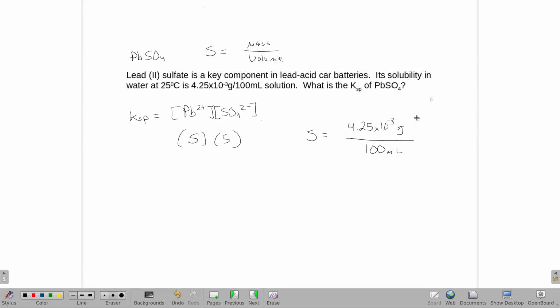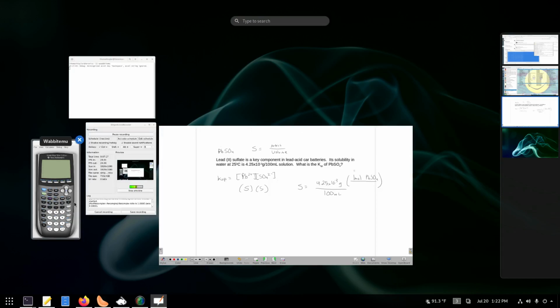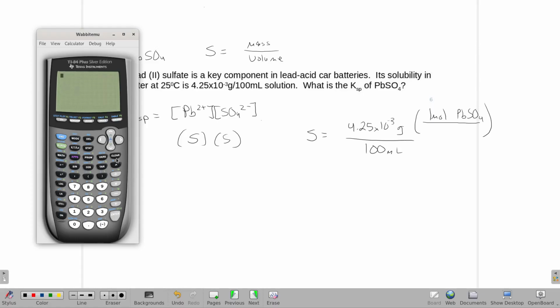So I'm going to start with that 4.25 times 10 to the negative third grams per 100 milliliters. And first thing I'm going to do is convert our grams into moles. So we need the molecular weight of lead sulfate. Let's see. Lead has a molecular weight of 207.2, and a single sulfur, 32.06, and 4 oxygens. Get 303.3.